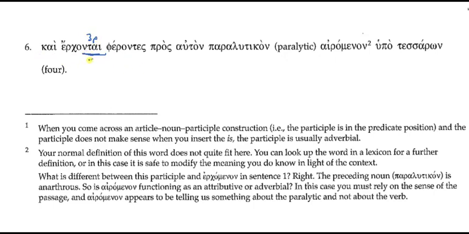And then we don't have any context here, but probably this is what's often referred to as a historical present. So it's a present tense form, but in a past time context. So you could probably translate this as they came. All right. Now, ferontes, what kind of a verb form is that?